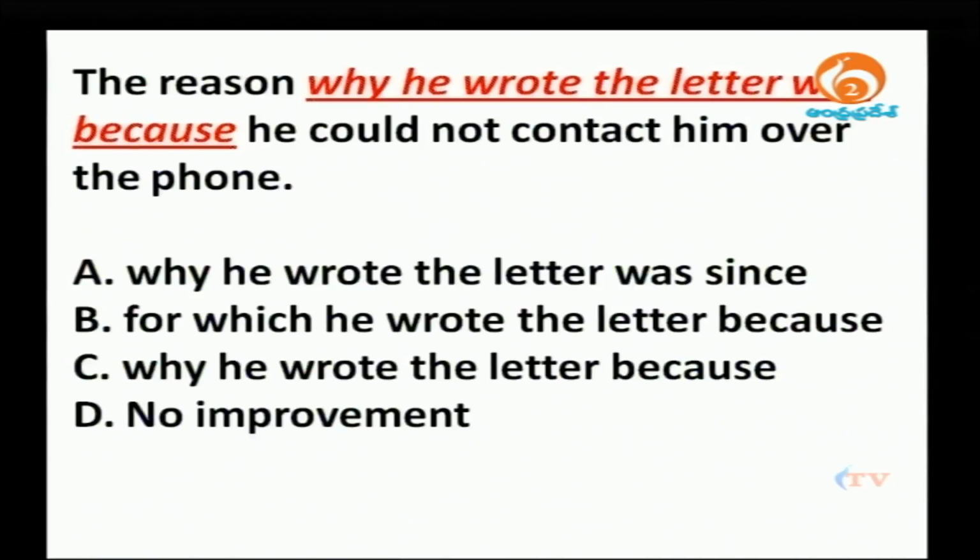The reason why he wrote the letter was because he could not contact him over the phone. Options. The reason why he wrote the letter was since he could not contact him over the phone. Option B, the reason for which he wrote the letter because. Option C, the reason why he wrote the letter because he could not contact him over the phone. Please read it, write it, understand it, and then respond.